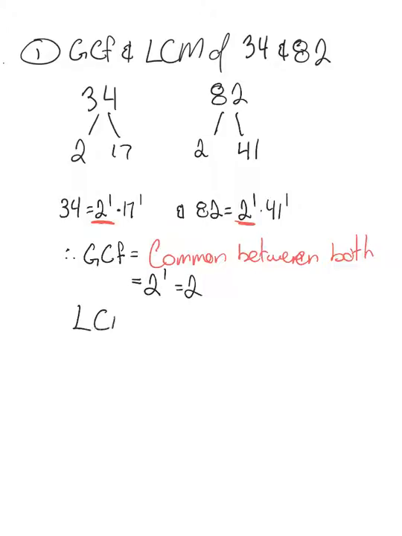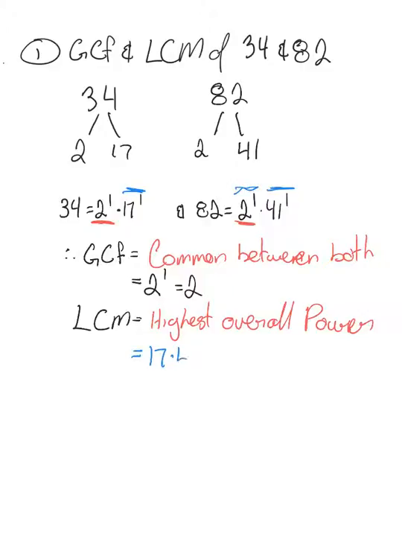And the LCM will equal the highest overall power in each. I should have written that in blue. Which will equal 17 to the 1, 41 to the 1, and 2 to the 1. 17 times 41 times 2, which will equal 1,394.